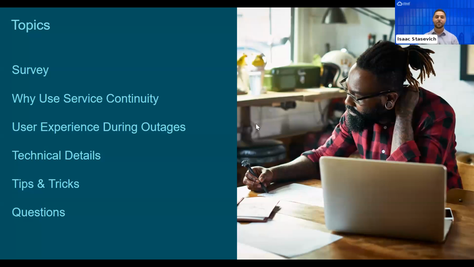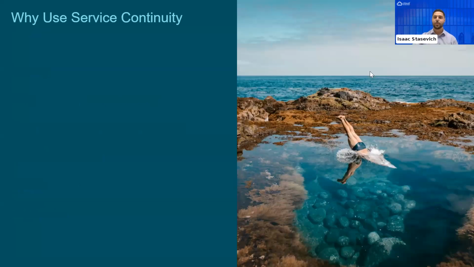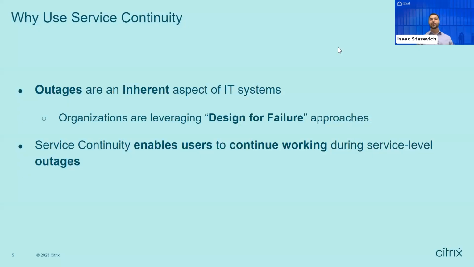Perfect. So now we'll move into why use service continuity. Why should service continuity be important to your business? We all work in IT, and outages are an inherent aspect of IT systems. They happen to every company. They're unavoidable, so we're seeing a lot more organizations move to this design for failure approach. How can we overcome these outages and maintain access during those outage scenarios? Service continuity is one of those design for failure technologies. It's going to allow our end users to continue accessing their apps and desktops during service level outages.